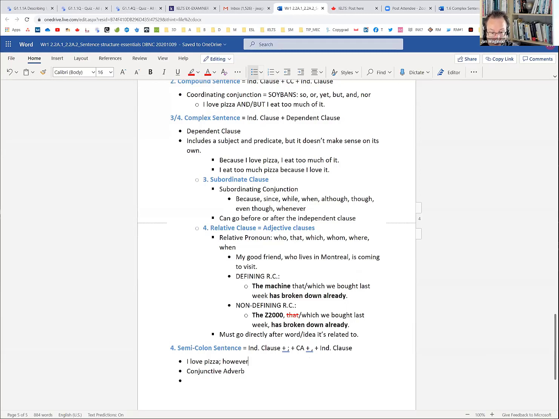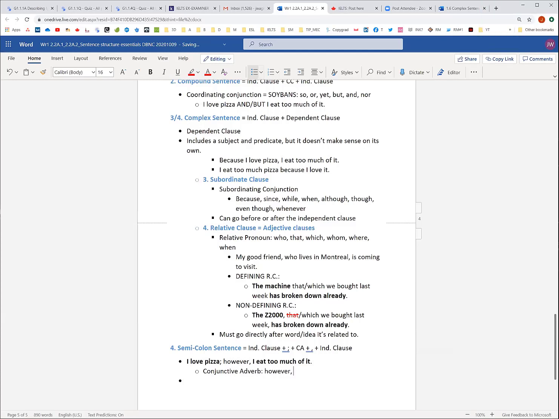Semicolon, however, comma, I eat too much of it. So this is our independent clause, I love pizza. This is our other independent clause. So notice, we use this construction between two independent clauses. So then we've got our semicolon, conjunctive adverb, comma. So what are some common conjunctive adverbs?